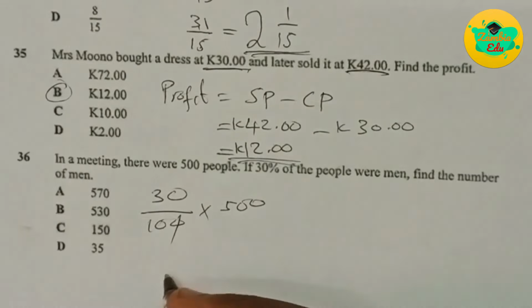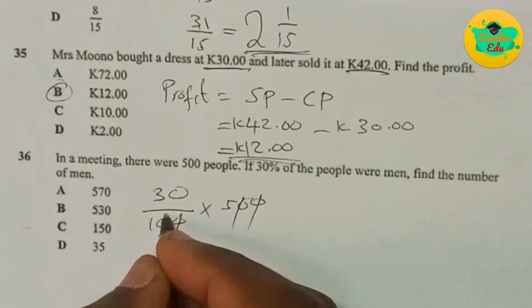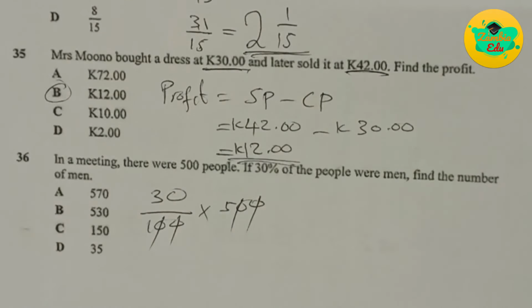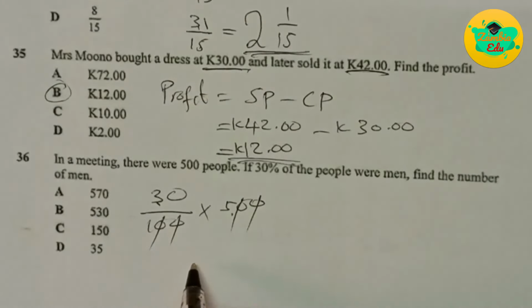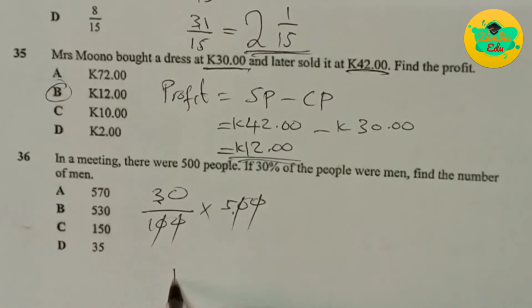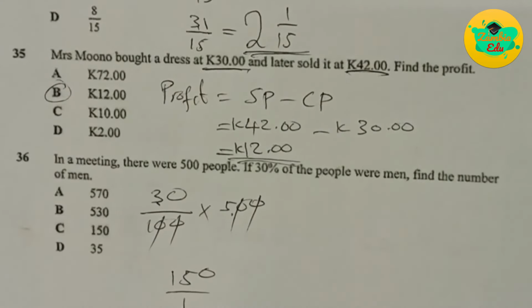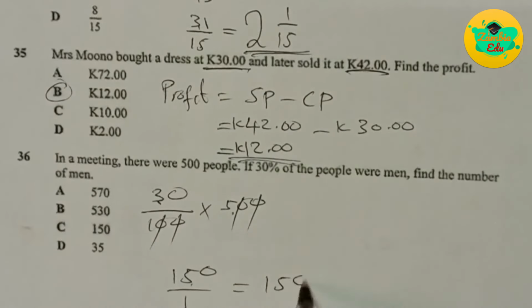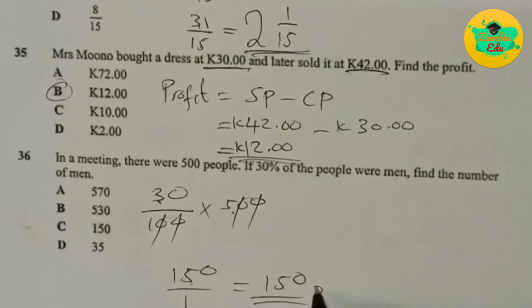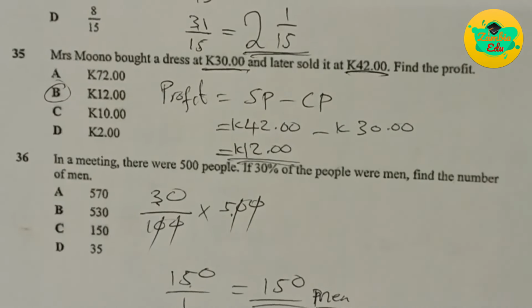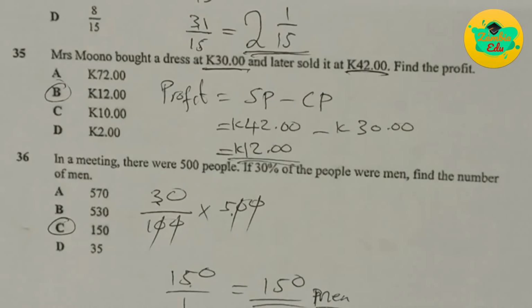So we can say that zero cancels that zero, that zero cancels that zero. So 30 times 5 gives us 150 over 1. 1 into 150 is still 150. So we can say this meeting had 150 men, which is C, 150 men. All right, we're almost there. We'll be finishing soon. Let us go to question 37.